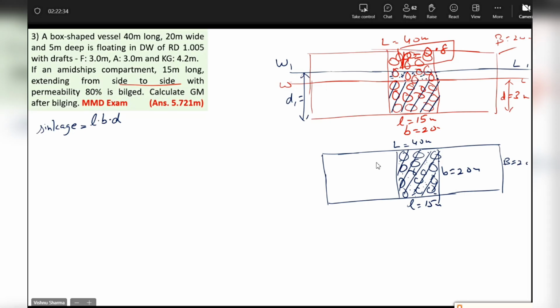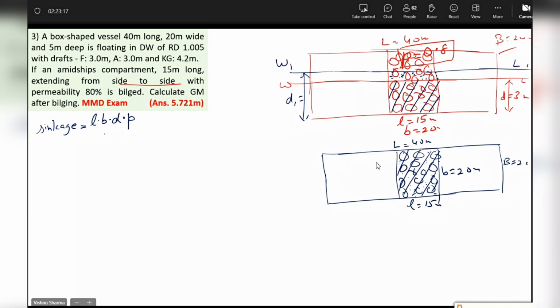Now the compartment has permeability of 0.8. So that means only 80% of this volume is available for the water to occupy. Full volume is not lost. So how much can be lost? Only that much of it that is allowed by the permeability. Correct, guys? Lost buoyancy will be LBD into P. In earlier question, P was 1, so it became LBD in all the earlier questions that you did, right? Guys, please let me know if you have understood this. Yes, sir. Understood.